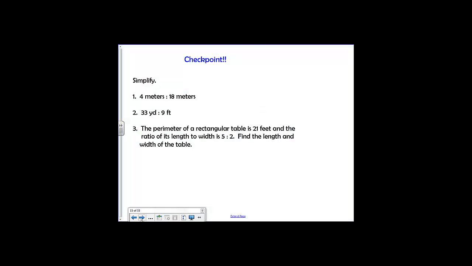Let's try this one. The perimeter of a rectangular table is 21 feet, and the ratio of its length to width is 5 to 2. Pull this information out. What do we have? The perimeter of a table is 21 feet. The ratio of length to width is 5 to 2. It's length to width, so I'm going to put my x's in there.